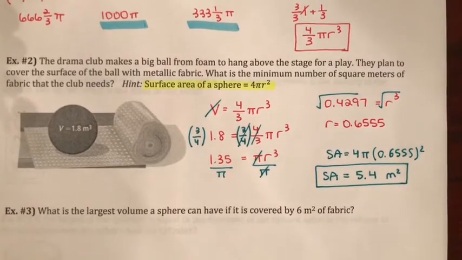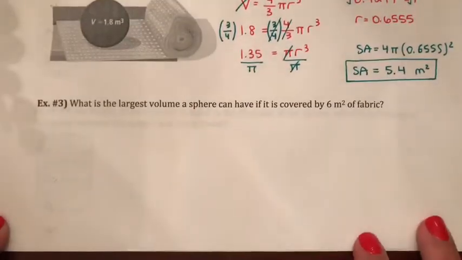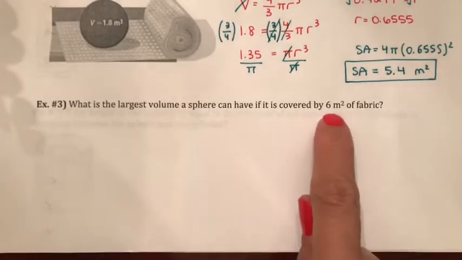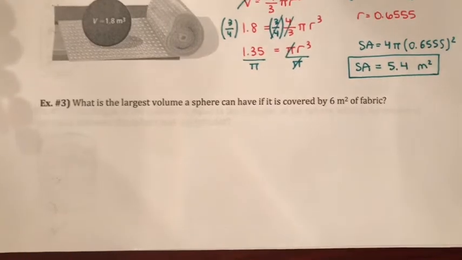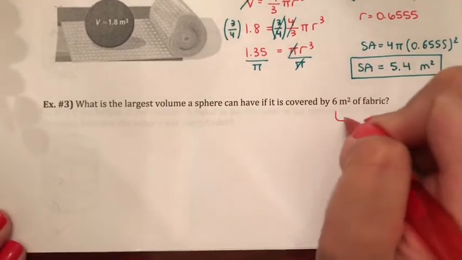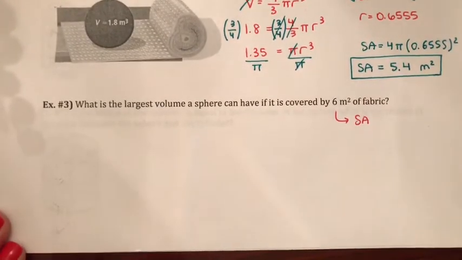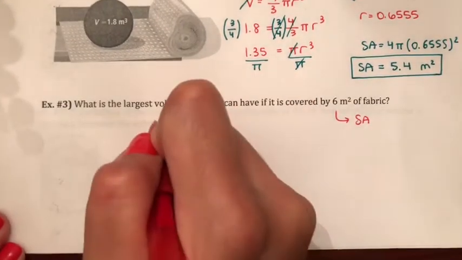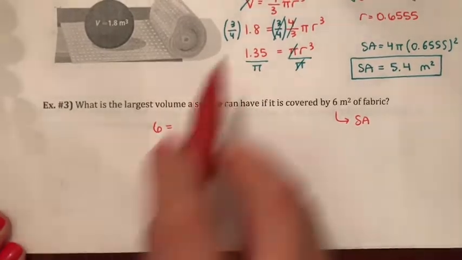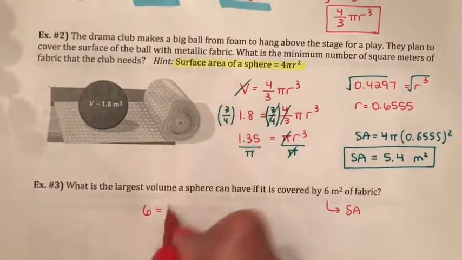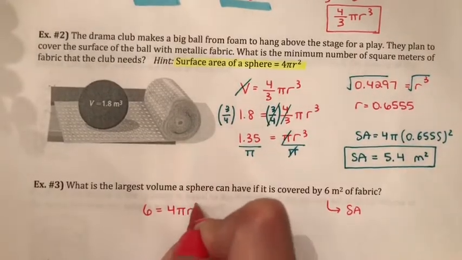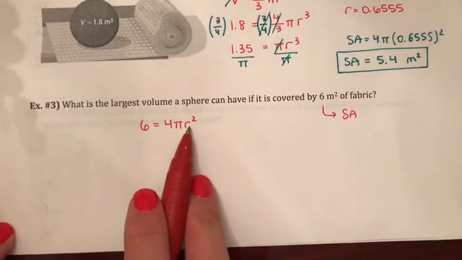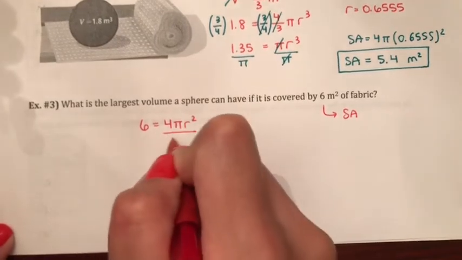All right, so let's take a look at our next one. What is the largest volume a sphere can have if it's covered by 6 meters squared of fabric? So you'll notice again, this is referring to surface area. Okay, so if we know that the surface area is 6 meters squared, I'm going to use the surface area formula so that we can figure out the radius. Okay, now I need to get the radius by itself, so I need to divide by 4 pi.